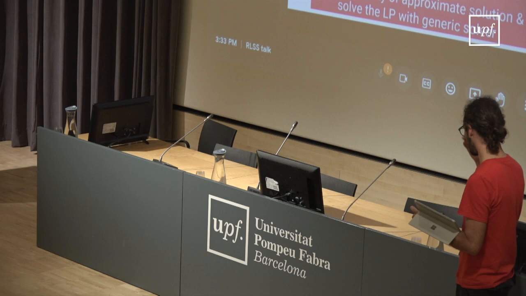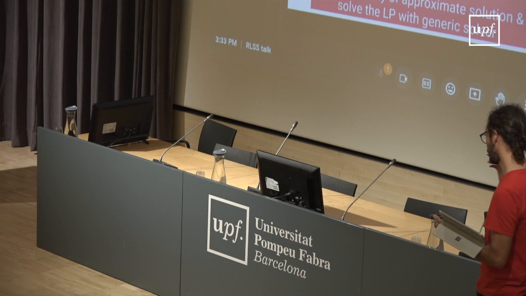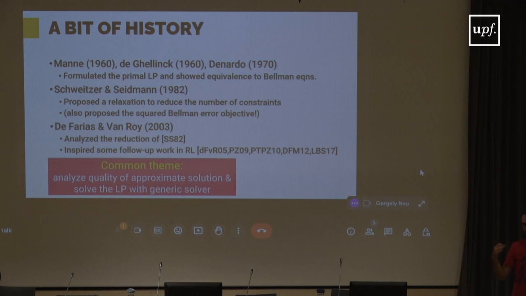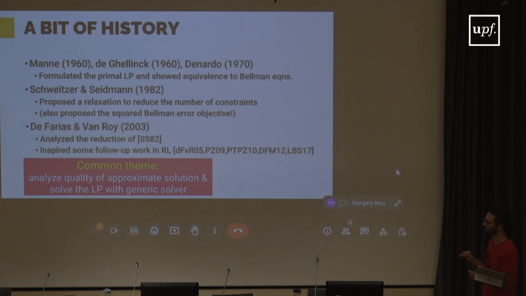Of course, one reason to not do this is that in a Markov decision process of practical interest, typically we have way too many states to be able to rely on an LP solver. There are just too many variables and too many constraints to deal with. And one line of work has focused on reducing the number of constraints and the number of variables in these LPs and making them more tractable.